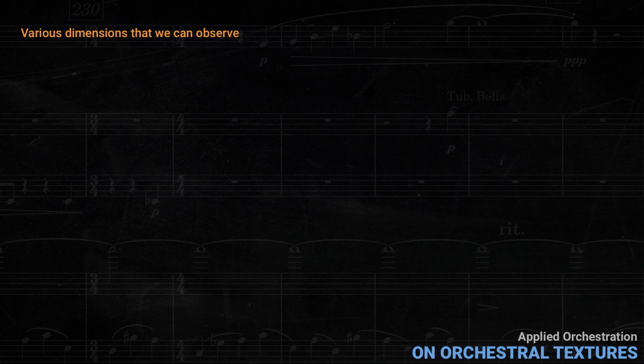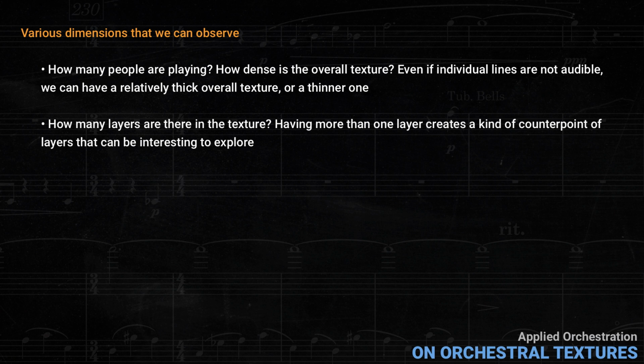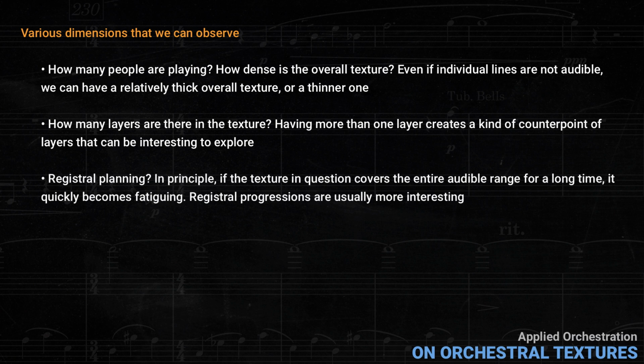To sum up, first, how many people are playing? How dense is the overall texture? Even if the individual lines are not audible, we can have a relatively thick overall texture or a thinner one. 2. How many layers are there in the texture? Having more than one layer creates a kind of counterpoint of layers that can be interesting to explore. 3. Is there any kind of registral planning? In principle, if the texture in question covers the entire audible range for a long time, it becomes fatiguing. Registral progressions are usually more interesting.